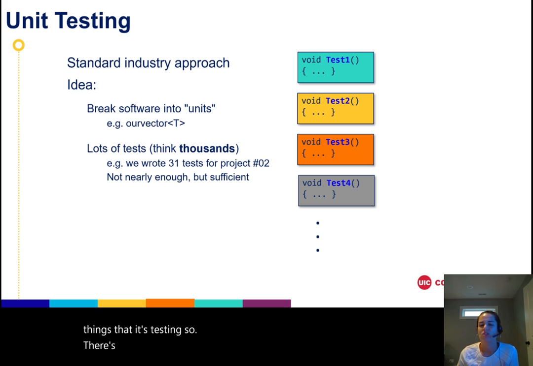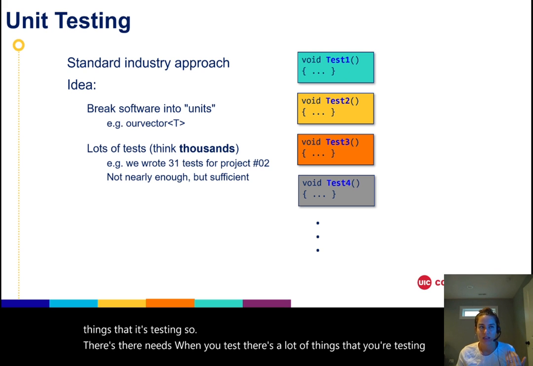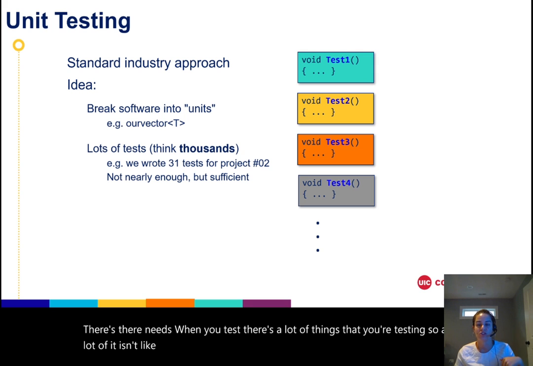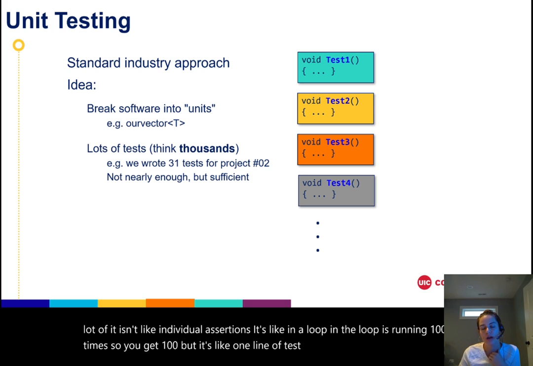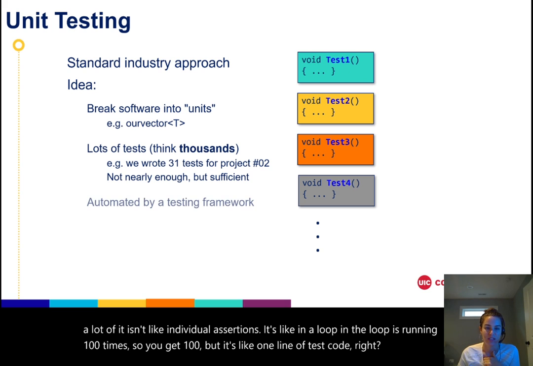So when you test, there's a lot of things that you're testing. A lot of it isn't individual assertions. It's like in a loop, and the loop is running 100 times, so you get 100, but it's one line of test code, right? But lots and lots of testing.